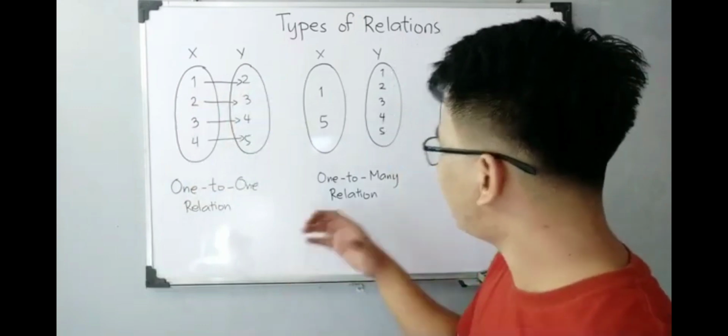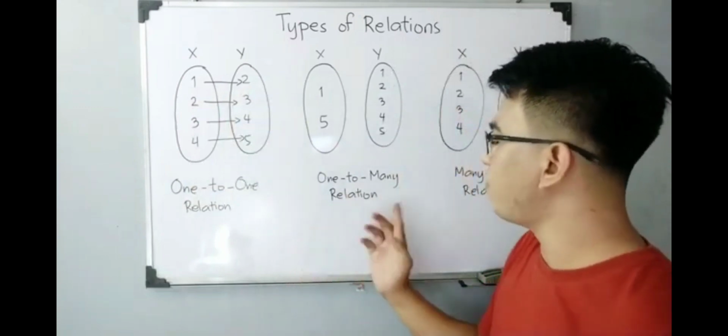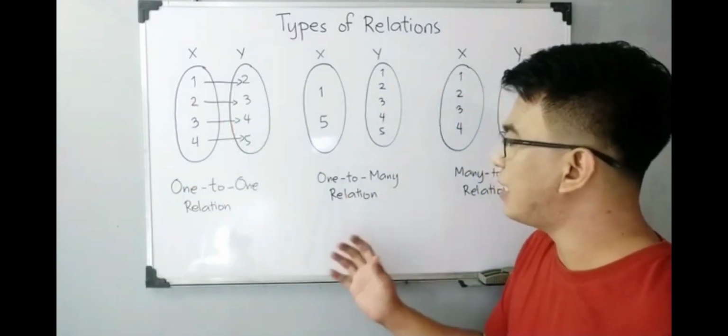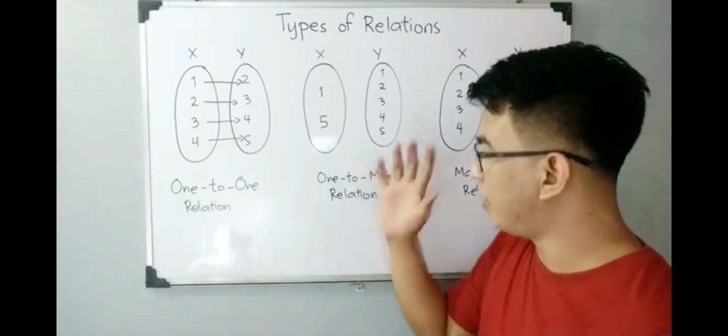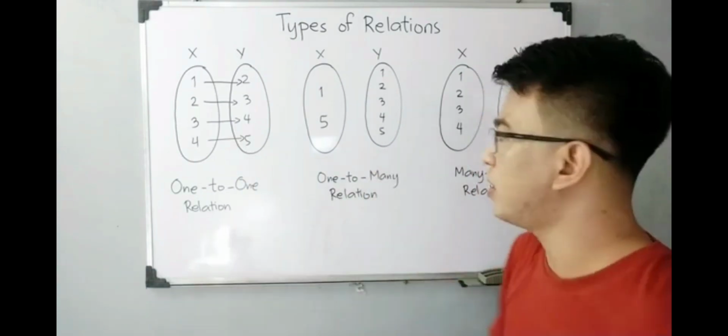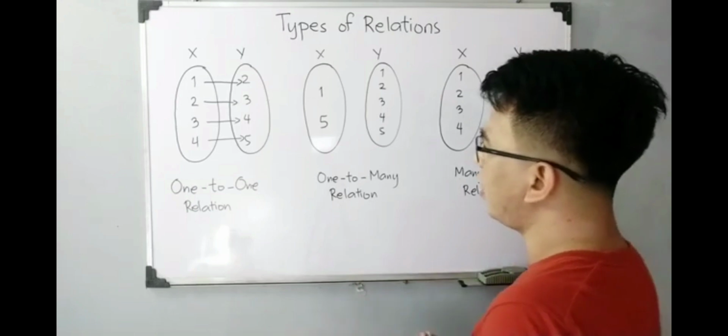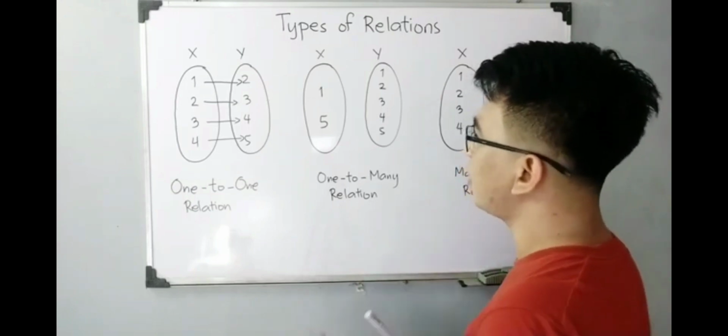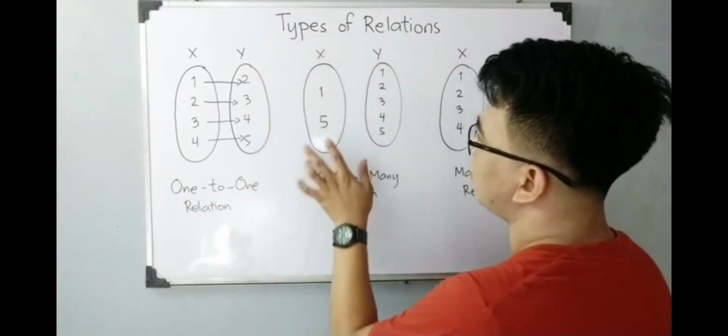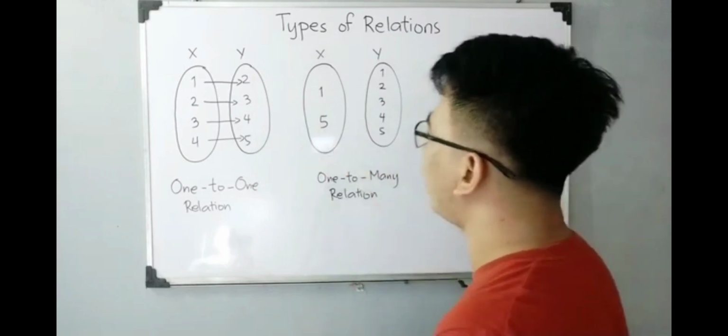Okay? And now, for the second one, we have one-to-many relation. Again, magkaiba sila. One-to-many relation, that is different from one-to-one. Ngayon, sir, paano naman po yung one-to-many? So as you can see, we have two different values for x. Or meron tayong domain na 1 and 5.